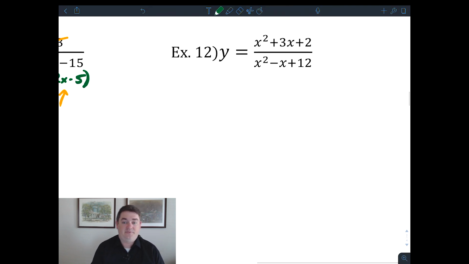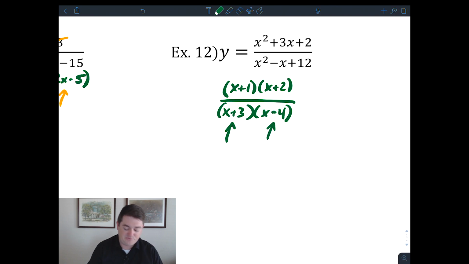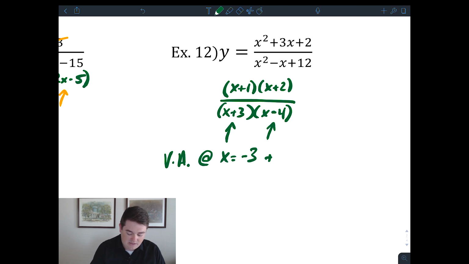Okay. Example 12. x squared plus 3x plus 2 divided by x squared minus x plus 12. I feel like I should factor everything here in case I have some holes. So factoring the numerator gives me x plus 1 times x plus 2, divided by the denominator, which is going to be x plus 3 times x minus 4. So nothing cancels. This graph doesn't have any holes in it. It is going to have 2 vertical asymptotes because of the 2 factors in the denominator. So I can see here I'm going to have vertical asymptotes at x equals negative 3 and x equals 4.